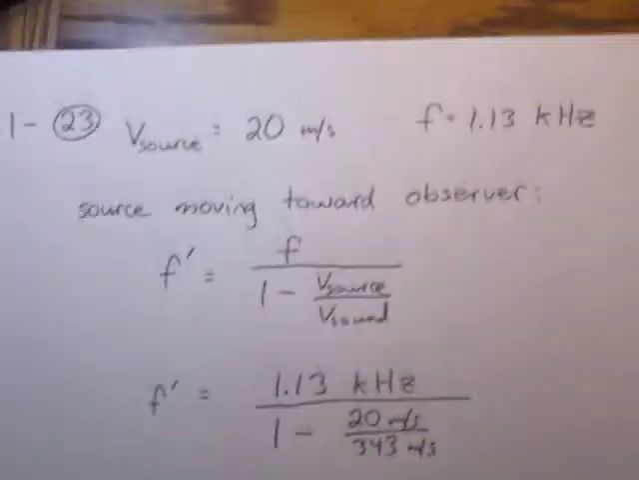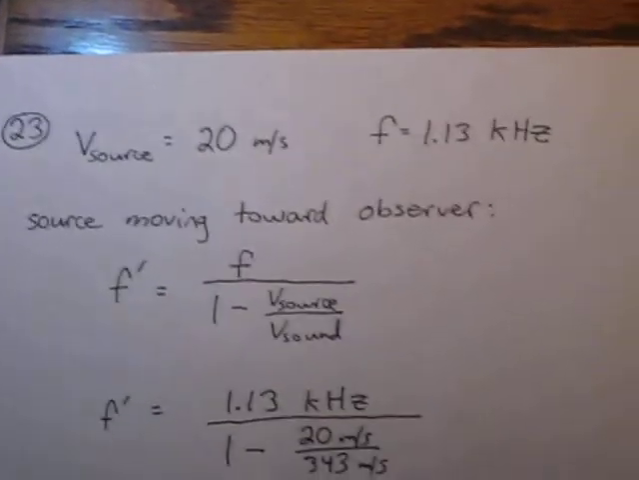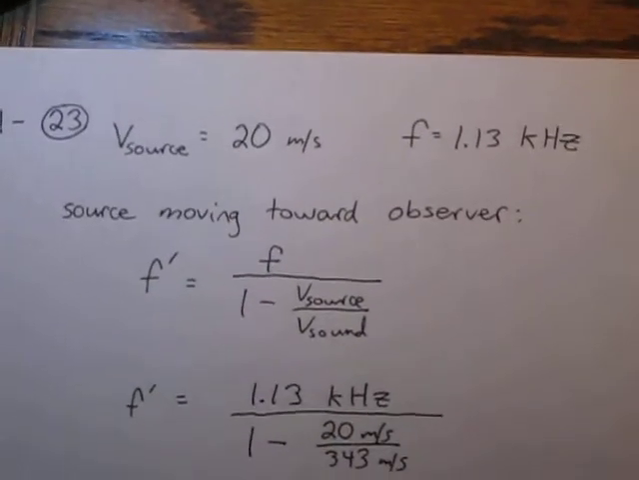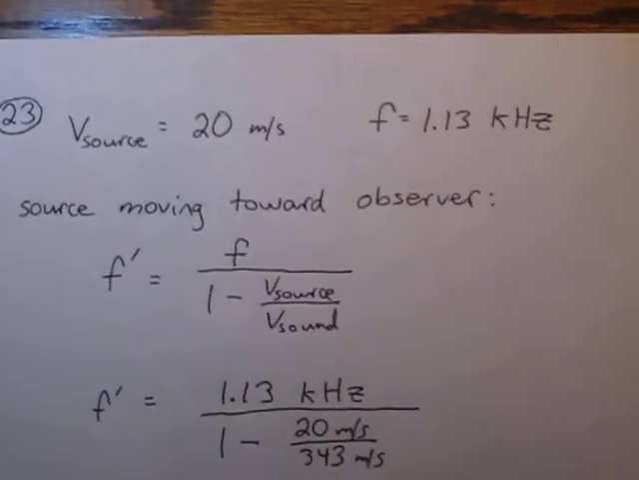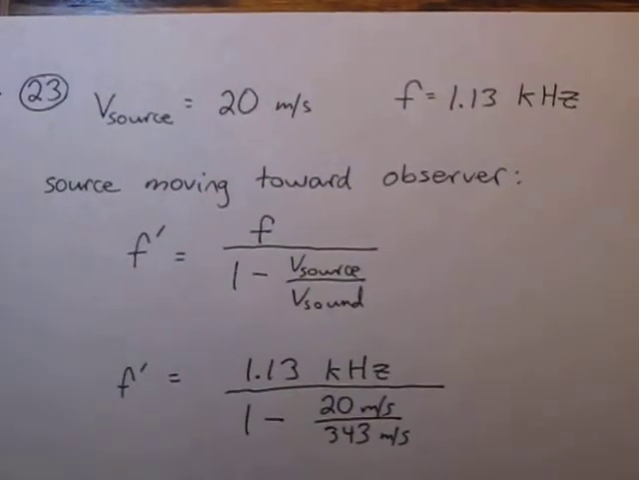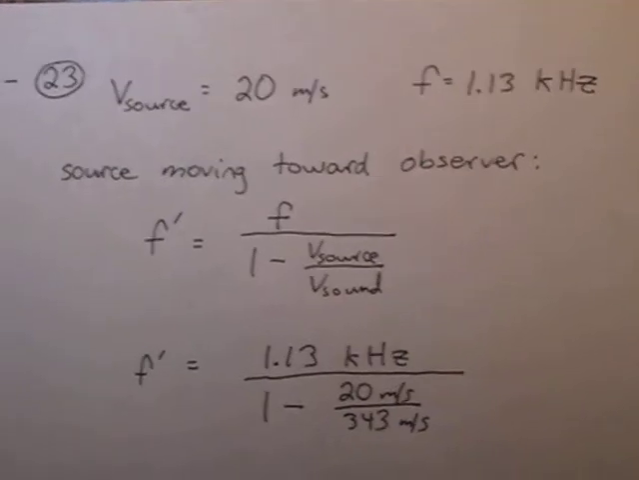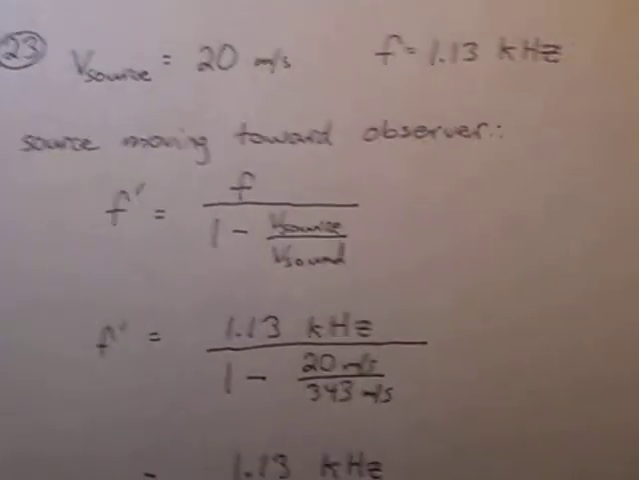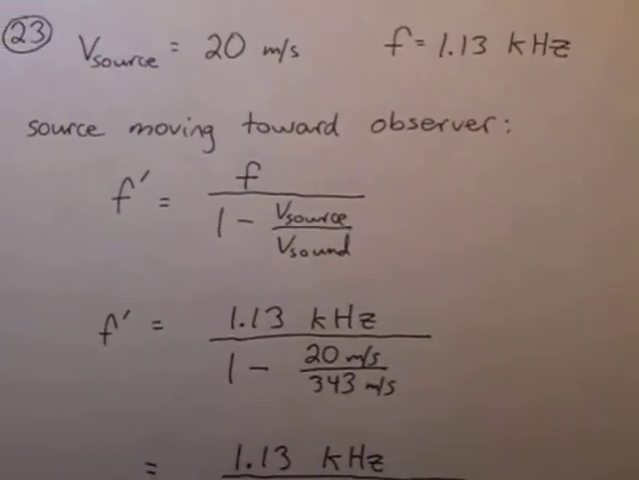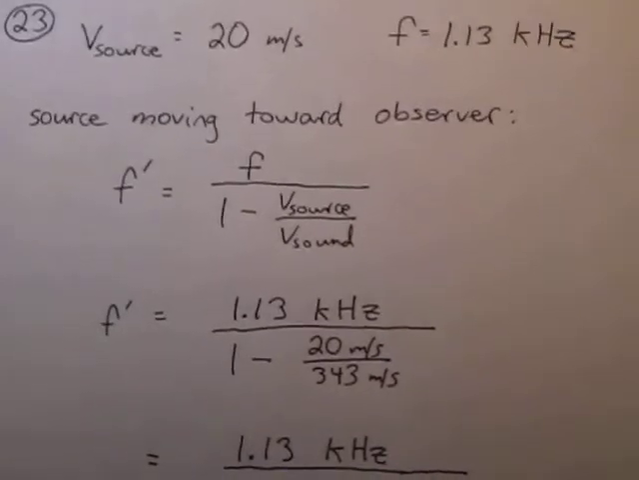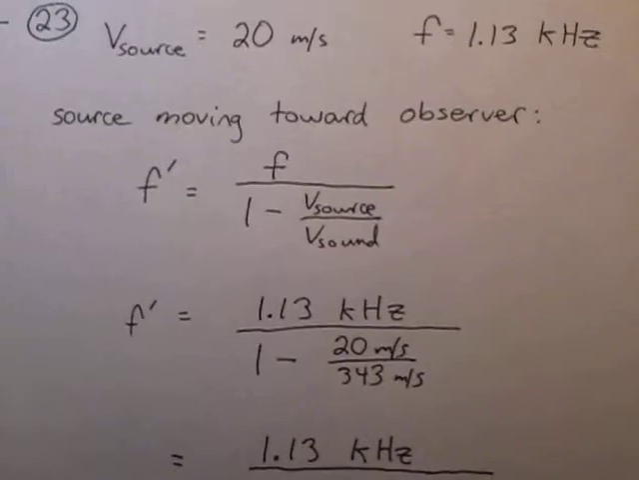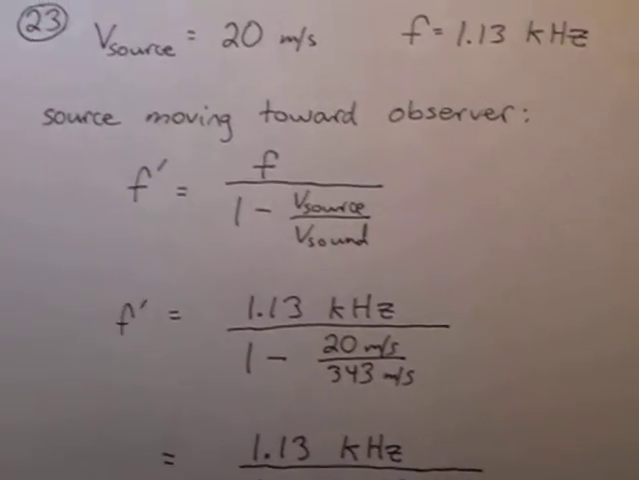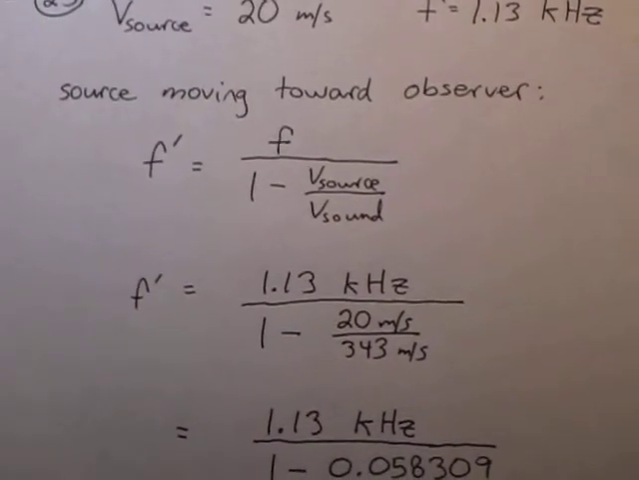The last one for this video is number 23. It's asking about the Doppler effect. So we have that the velocity of the source is 20 meters per second. Its frequency is 1.13 kilohertz. There are 4 equations that you have. As of this recording, I've only given you 2, when the source is moving either toward or away from the observer. On Monday after this recording, we'll discuss in class when the observer is moving away from the source.